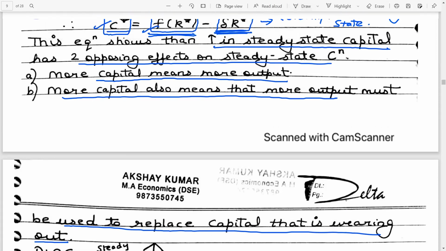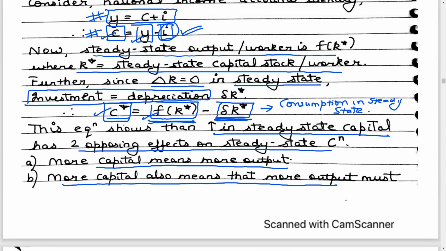That is why you can see, guys, that K star is affecting C star positively and negatively. Because more capital stock per worker means more output, which means more consumption, but more capital stock per worker also means more depreciation. That means more output will now be used to cover the depreciation, so less output will be available for consumption.